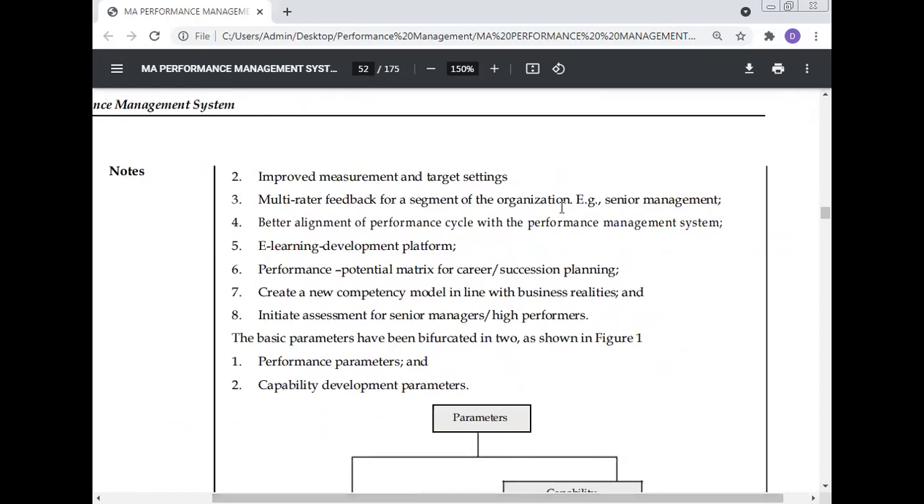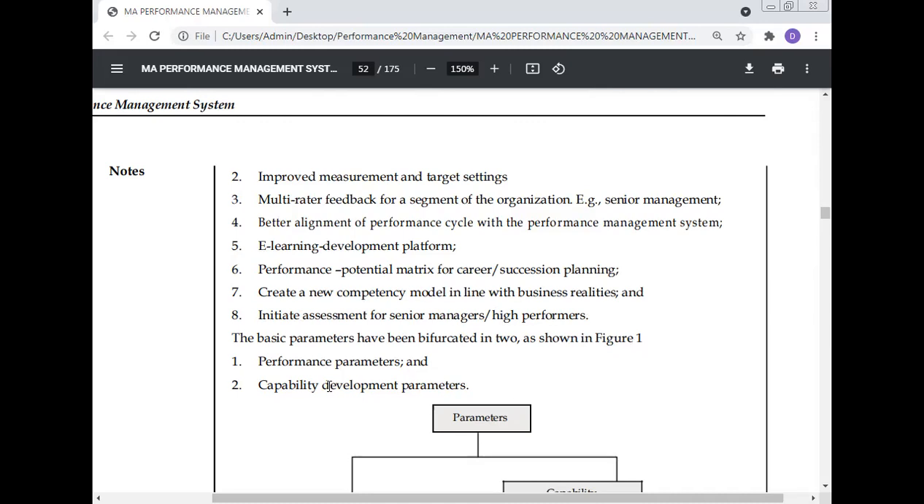Multi-rater feedback for a segment of the organization as the senior management. Better alignment of the performance cycle with the performance management system. E-learning development platform. Performance potential metrics for career success and planning. Create a new competency model in line with the business reality. Initiate assessment for the senior manager high performance.